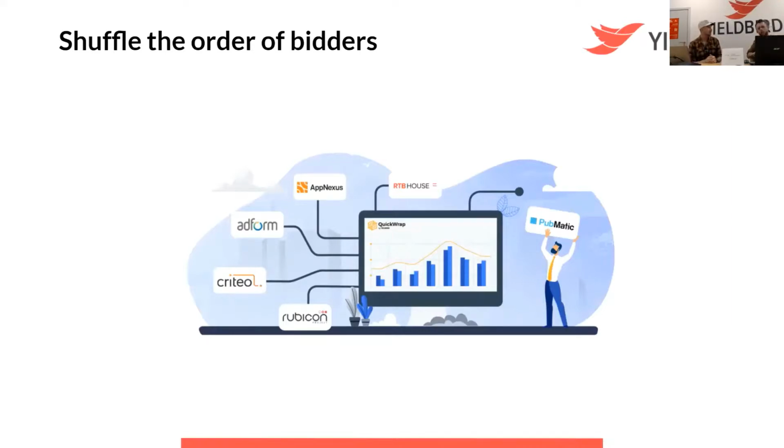Shuffling the order of bidders is simple to say, but how can the publisher actually shuffle the order? This option is default in Prebid. If you are using Prebid, you just have to enable it, and every time it is default. When we started, we had to shuffle the bidders manually with our own code. But right now, it's inside Prebid and it's turned on by default. You could turn it off, but yeah.